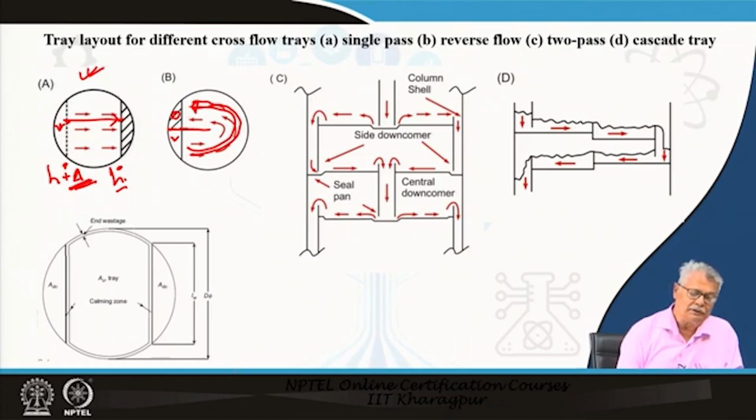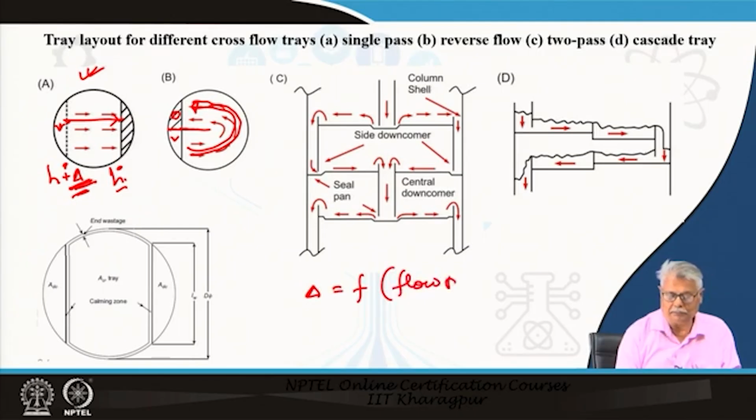Now, there are other ways of reducing this delta. This delta depends on what? This depends on the flow path length. We also know that it depends on the viscosity.